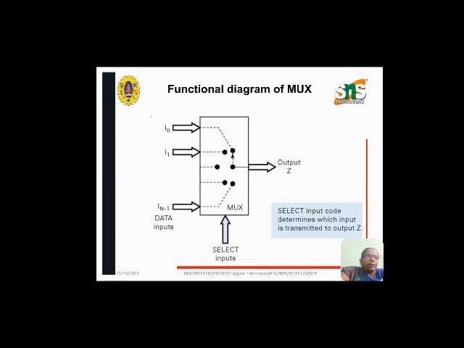Here we'll be having 2 power n inputs, which is represented as I0 to I(n minus 1), and you'll be having only a single output. Based on the number of inputs, you'll be deciding the number of select lines. Select inputs will decide which input will be selected and it is routed to the destination.